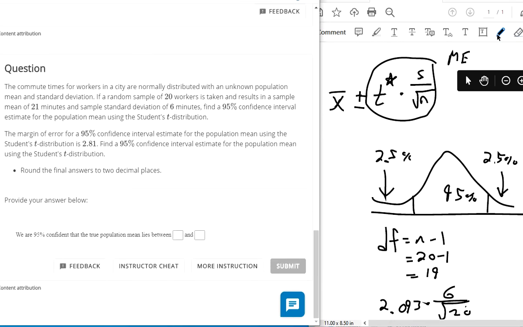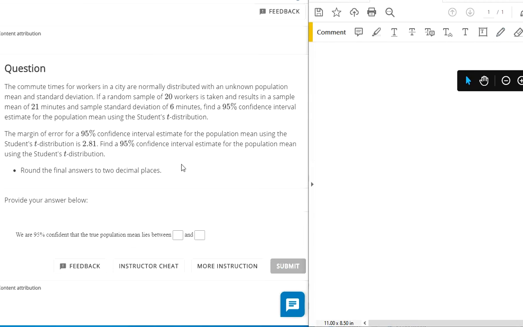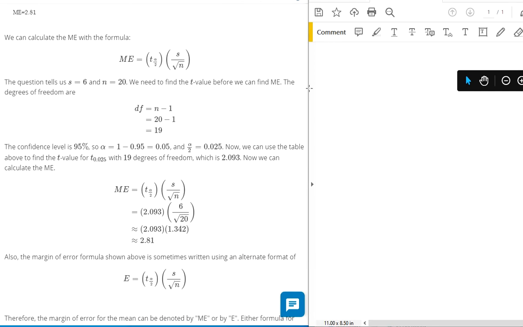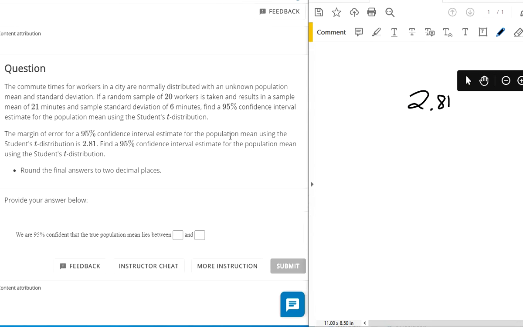So a follow-up question is, what's the margin of error? Sorry, not what's the margin of error. What's the confidence interval? So we just found the margin of error was 2.81 when we rounded. So that's the one we've got to use. The sample mean was 21, so that means we're doing plus or minus 2.81.